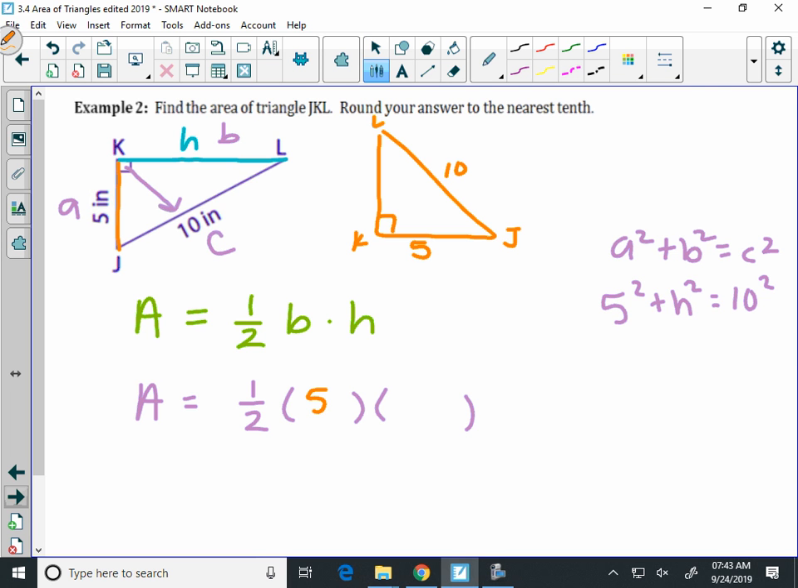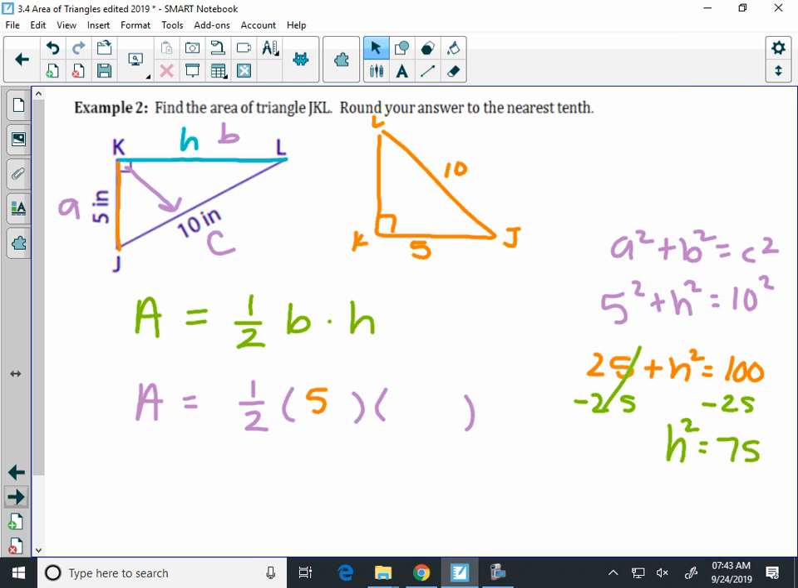Well, what is 5 squared? 25. What is 10 squared? 100. Move this 5 over. What is 100 minus 25? 75. Good. And then what do we need to do to both sides? Square root.